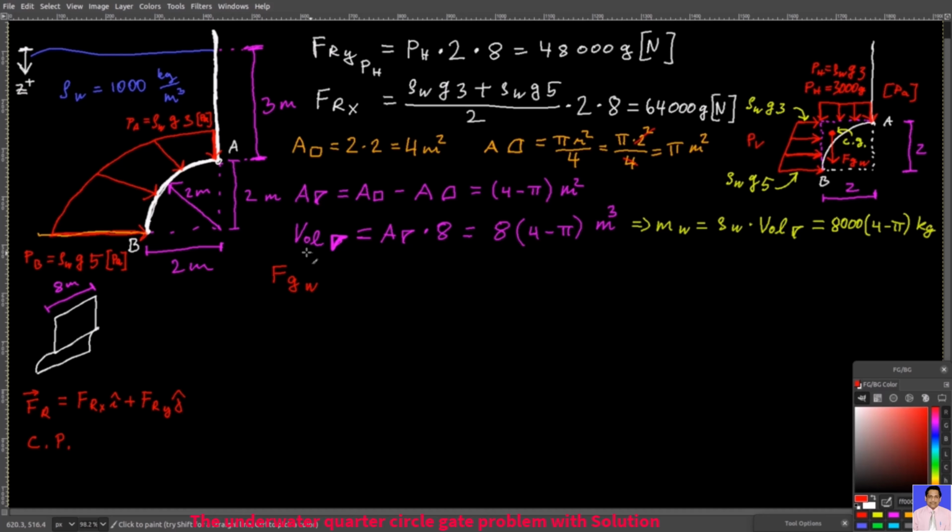Thus, the gravity force that this pocket of water experiences is the mass of it times g. And so this is your result. And of course, your force of gravity points down, just like the force from this pressure, pH. Note that now we're actually calculating forces in newtons.